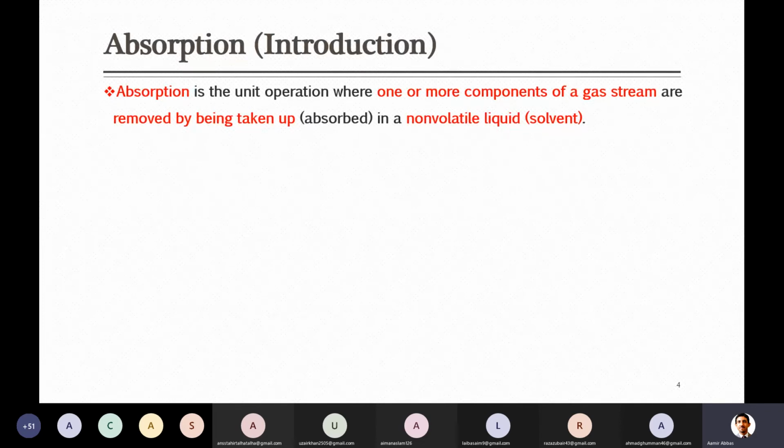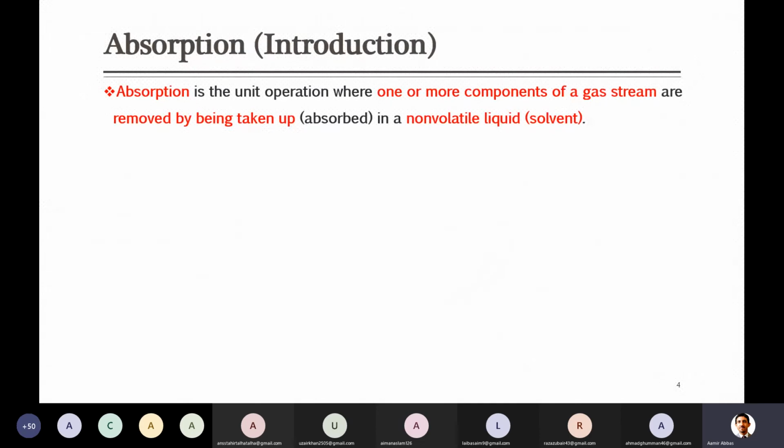So you can define it as a technique in which one or more components of gas streams are taken away or absorbed with the help of a non-volatile liquid or solvent. Non-volatile, the reason is that here we bring such a liquid that has some specific properties, and one of those properties is that it should not be volatile. Volatile means, I think you understand, which is easily converted to vapor.